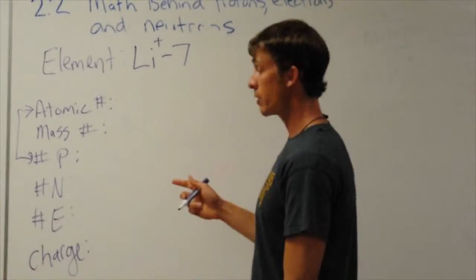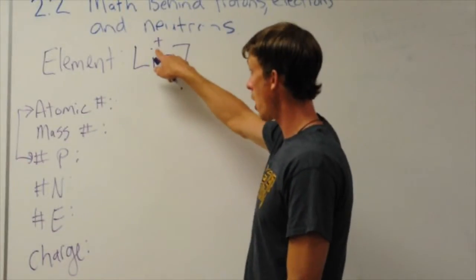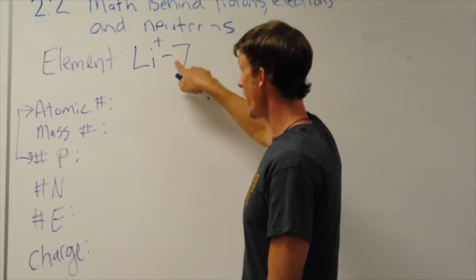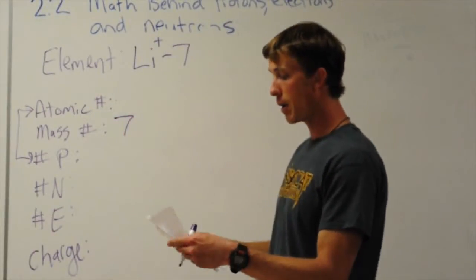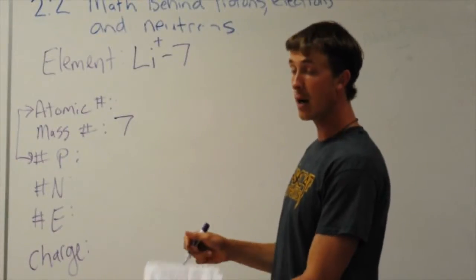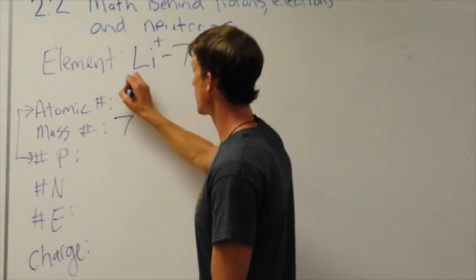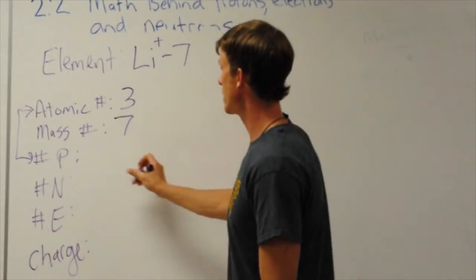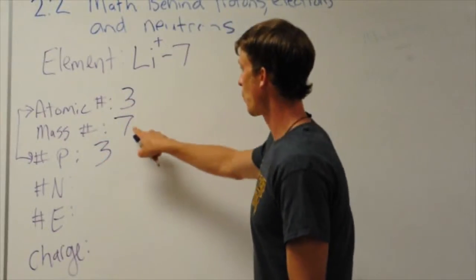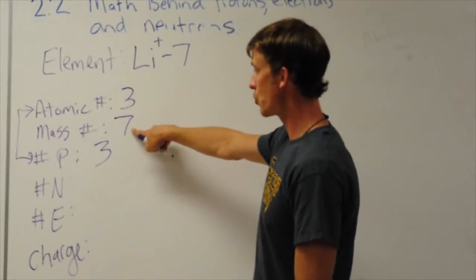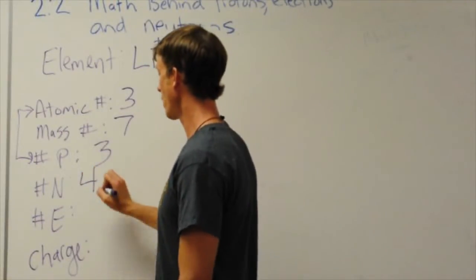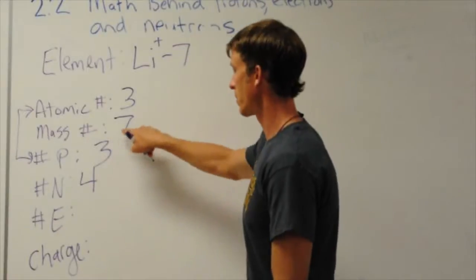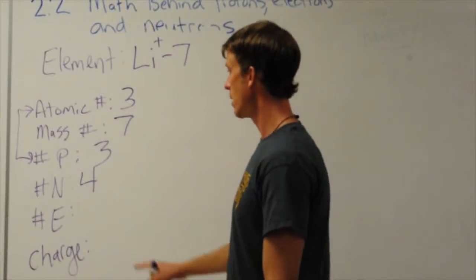So it's very similar to the first one, except now it has a charge. So I know lithium weighs 7, that's its mass number, so I'm going to put that there. It's number 3 on the periodic table, so the atomic number is 3, and that means the number of protons is 3. The rest of this mass is neutrons, so 3 plus what equals 7? That would be 4, okay? 4 plus 3 equals the mass number, neutrons and protons.